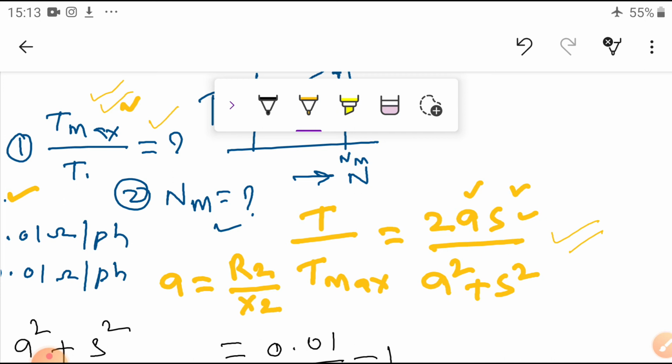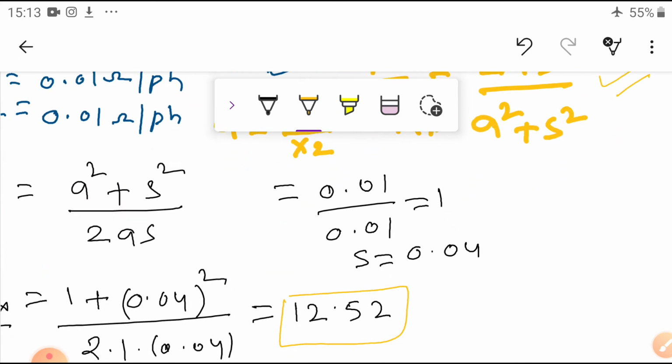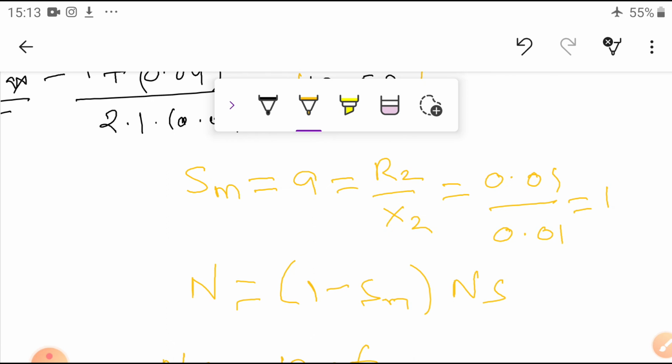Next, second case, the slip for maximum torque, we know that Sm is equal to A, that is equal to R2 by X2, that is equal to 1. So Nr, the rotor speed, is equal to (1 minus S) into Ns. Here S means maximum slip, that is equal to (1 minus Sm) into Ns. We calculate everything, we are going to get this value. Okay, so finally we got it.